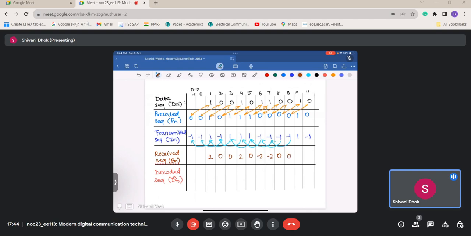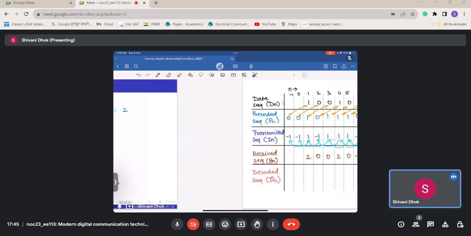Then we have 1 minus of -1, and this comes out to be equal to 2. And then we have -1 minus of -1, so this comes out to be equal to 0. So the received sequence that we are having is 2 0 0 2, 0 -2 -2, 0 0 2 0. Okay, and the next thing that we need to find is this decoded sequence.